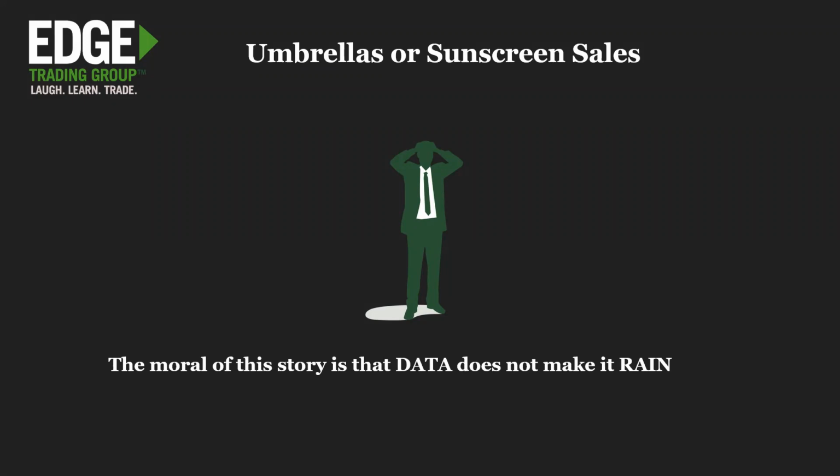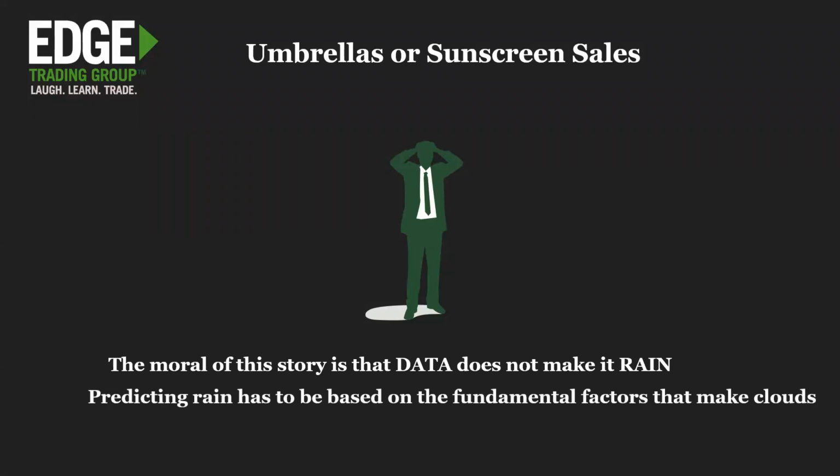The moral of the story the last 2 days is data doesn't make it rain, clouds do. And predicting rain has to be based on fundamental factors that make clouds. How do you tie that into trading? Data doesn't predict why price moves. OPP, which stands for other people's positions, do. People stuck long, stuck short. People shook out. The main reason, that's it, that makes price move.